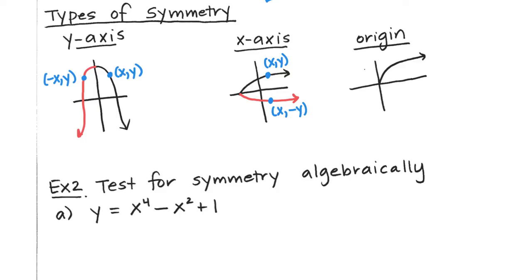Okay, the third type of symmetry we're going to look at is origin, and the symmetry with respect to the origin is rotational symmetry. So if I took this and rotated 180 degrees, it would end up going over here.